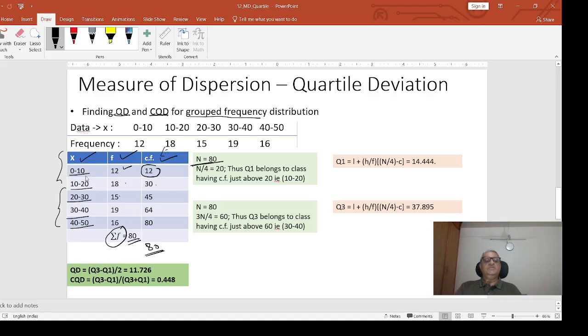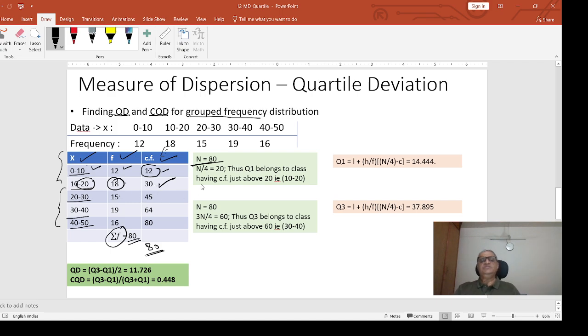If you remember, I have to ask the question, how many elements are less than or equal to 10? There are 12 elements which are less than or equal to 10. How many elements are less than or equal to 20? There are 12 of the previous class plus 18 of this class. So there are 30 elements which are less than or equal to 20, and so on and so forth. You have to go and calculate the cumulative frequency.